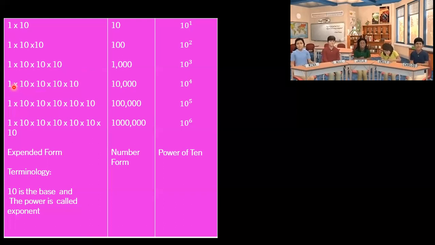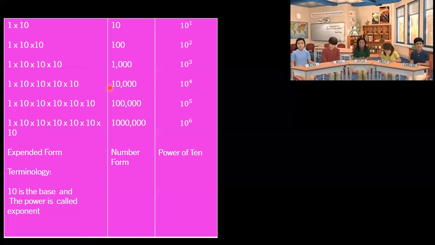Let me go over that again. 1 times 10 is 10. And 10 times 10 is 100. And 100 times 10 is 1,000. And 1,000 times 10 is 10,000.